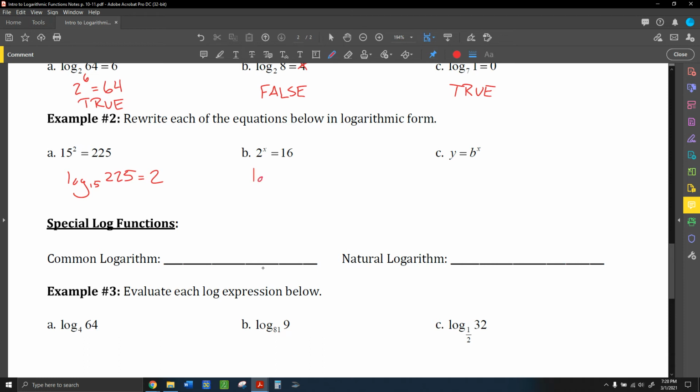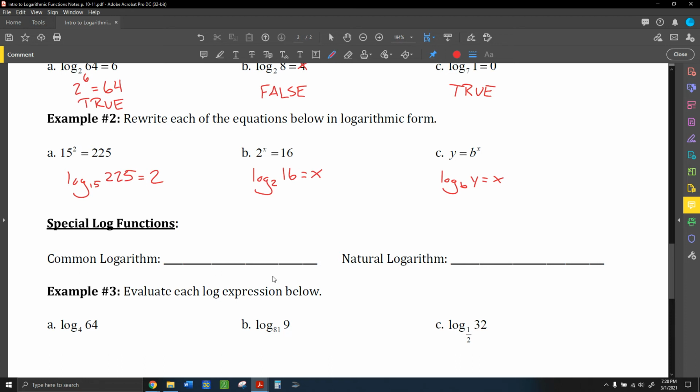Next up, we have log base 2 of 16 is equal to x. So 2 to the x equals 16. And next up, this is the general form for a log. We have log base b of y is equal to x. So what power do we raise b to get to y? And that would be, in this case, x.